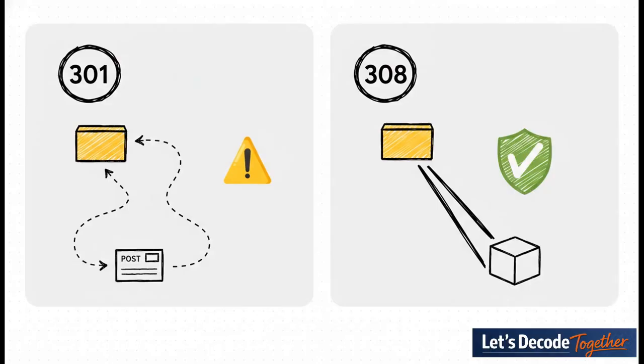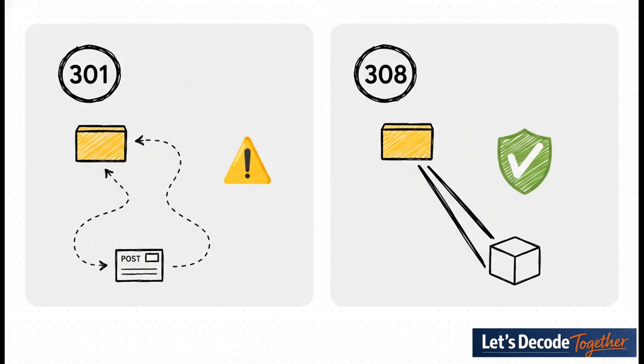Now, what's really interesting here is the evolution. A 301 redirect, that's the classic. It's how you tell Google, hey, this page has moved forever, so please transfer all its ranking power over to this new one. But here's the problem. It can sometimes accidentally change a POST request, which you use for sending data, like submitting a form, into a simple GET request, which just fetches a page. And that can break your app.